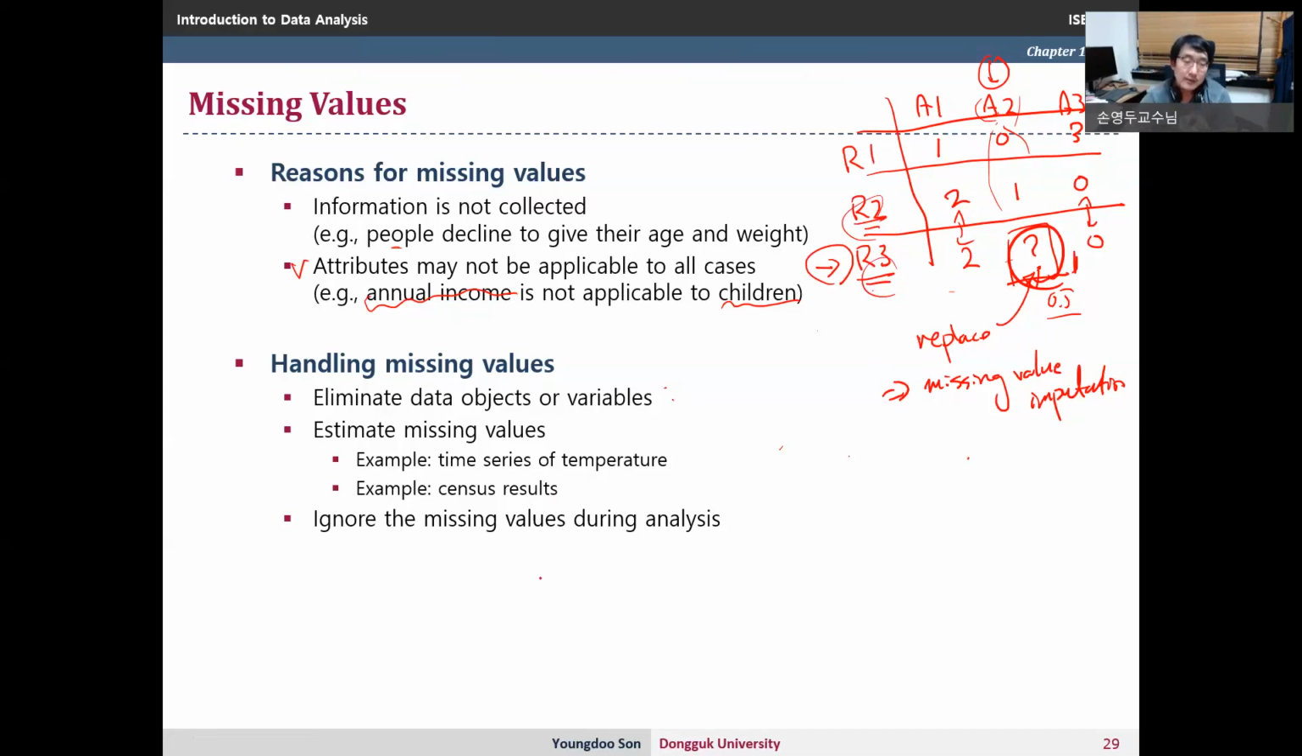Some analysis methods allow the existence of missing values, so we can ignore the missing values during the analysis, but only with some methods. Other methods do not allow missing values during the analysis. So in this case, we must handle the missing values before the analysis method is applied.